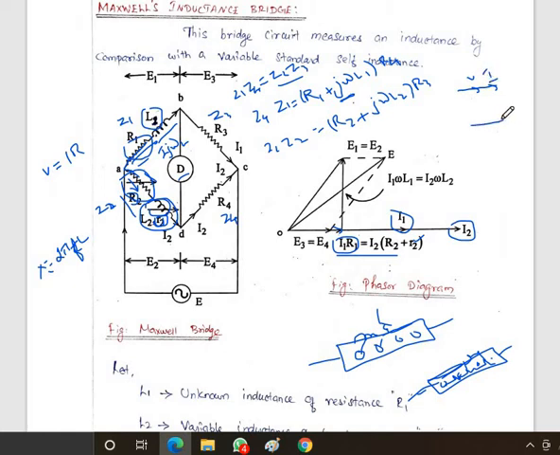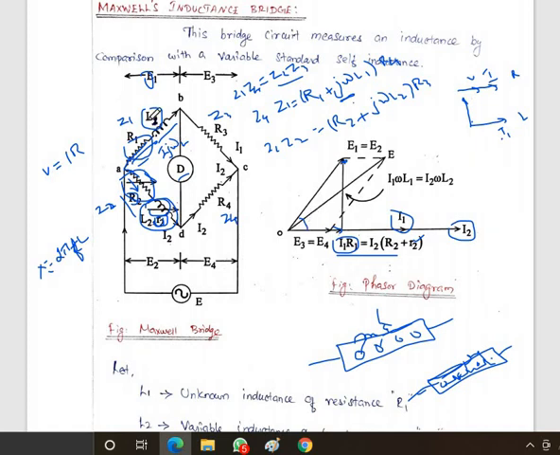With an inductive load, the current will be lagging the voltage. That means we can take an inductance coil L here. Because I1 is the reference, the voltage should be behind it. The voltage is nothing but E1, and it will be behind the current by some angle.